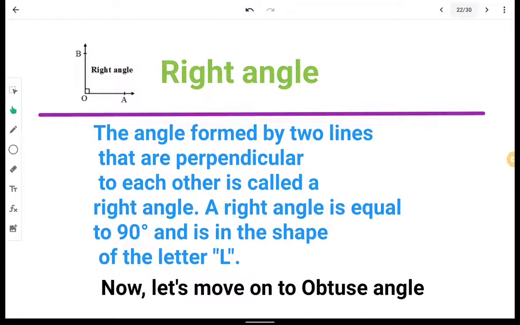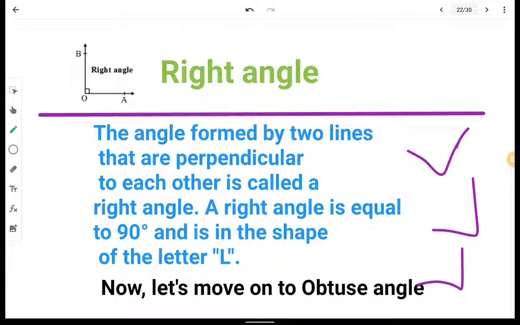See, if I draw a right angle like this, it is also an L. If I draw it like this, it is an L. If we just rotate it, you can still see an L. This is like an opposite L. So the shape of the right angle will always be the letter L.